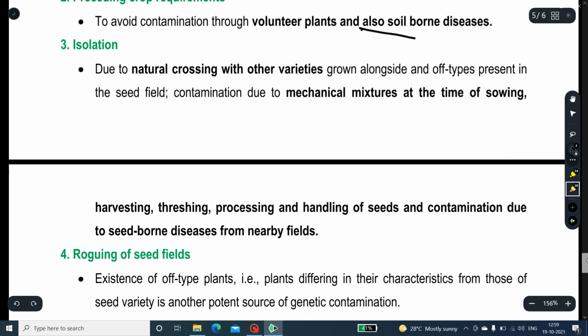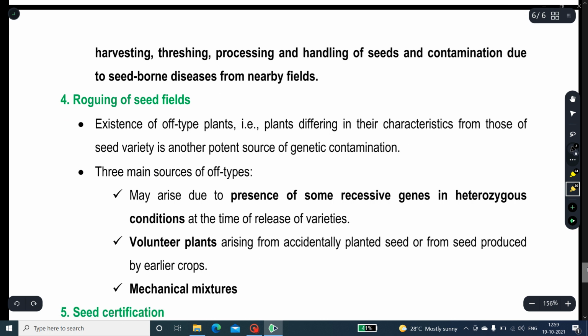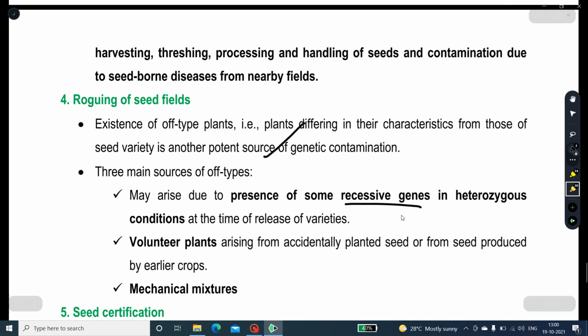So the next one is roguing. Roguing, we have already seen, is the removal of rogues. A rogue is nothing but an off-type plant, and the removal of off-type plants is called roguing. The plants which differ in characteristics from those of the seed variety are another potent source of genetic contamination. There are three main sources of off-types. It may be due to some recessive genes in heterozygous condition at the time of release of varieties, or due to volunteer plants which may arise accidentally from planted seed or from earlier crops, or due to mechanical mixtures during post-harvest operations.